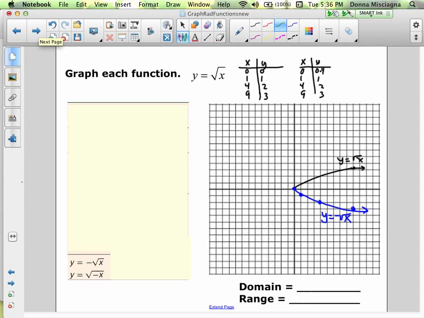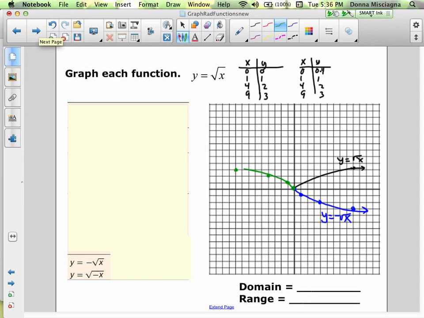So if I plug in negative 4, for instance, that makes it y equals the square root of 4, which is 2. So now I can only plug in negative numbers because of that negative, and that's going to reflect our graph over the x-axis. So instead it's going to look like this: 0, 0, 1, 1, negative 1, 1, and then negative 4, negative 2, and then negative 9, 3.